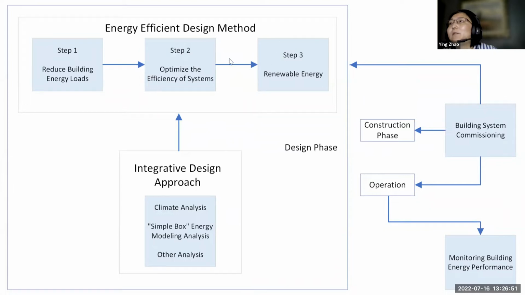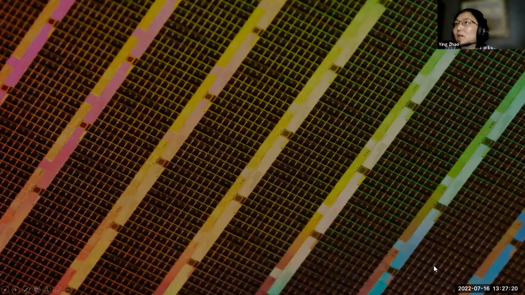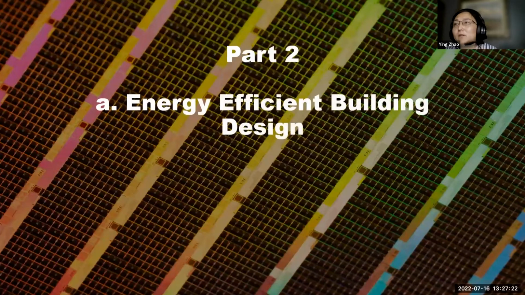And in this part, we also talk about not just the design phase, but also the construction phase and operation phase. What we typically do to enhance or ensure the building energy efficiency. So first we talk about the energy efficient building design.